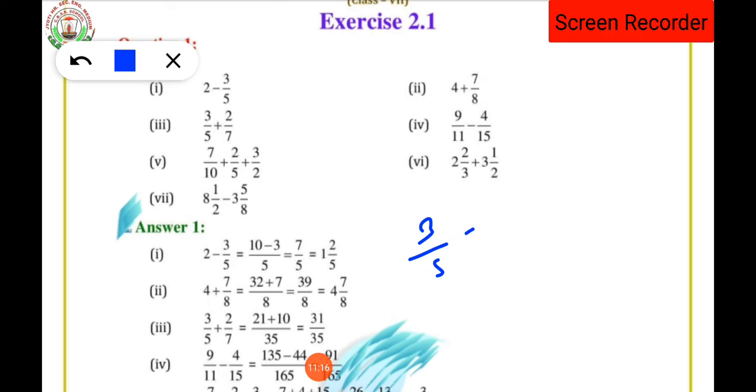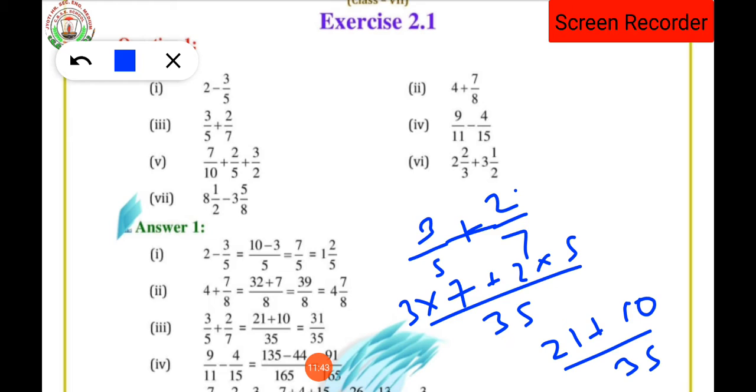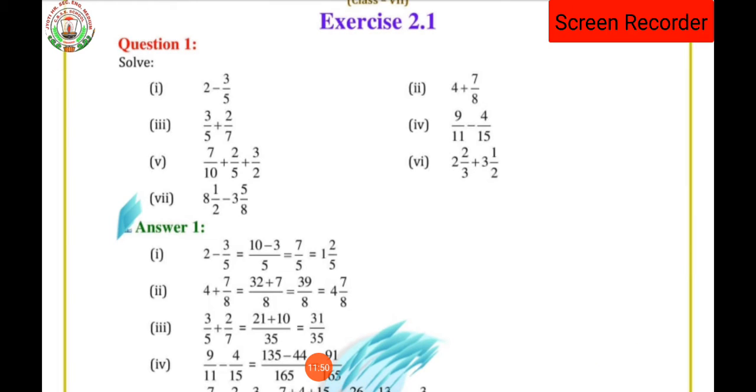3 upon 5 plus 2 upon 7. Okay. Take the LCM of 5 and 7. It will be 35. 35 comes in the table of 5 how many times? 7 times. So 7 will be multiplied with numerator 3. Okay. Then 35 comes in the 7 table 5 times. So that 5 will be multiplied with numerator 2. So 3 7s is 21 and 2 5s is 10 upon 35. So 21 plus 10 will be how much? It will be 31 upon 35, the required answer for this part.